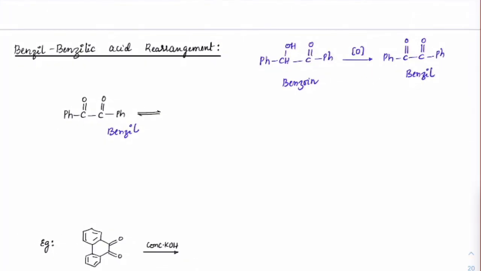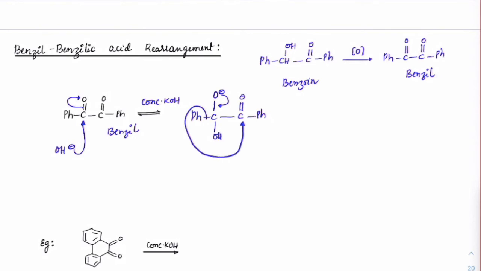Once you have benzil and we treat that with concentrated KOH or NaOH, this OH minus, because there is no alpha hydrogen here also, will directly attack as a nucleophile. Okay, both are symmetrical, you can attack on any side. So we have Ph, O minus, OH, then C double bond O, Ph. Now as the bond closes here, since there is no hydride to shift, this time it is the phenyl which shifts. This phenyl shift is the RDS and slow step of the reaction.